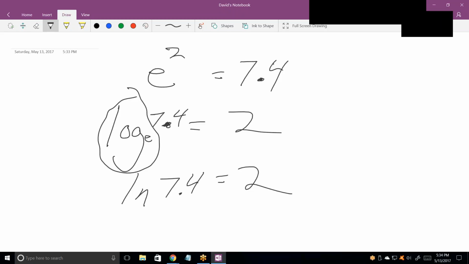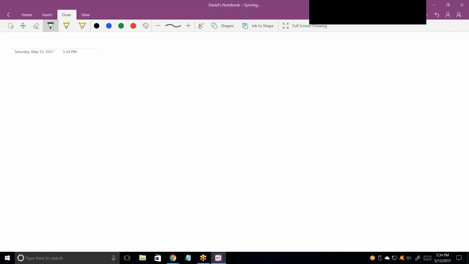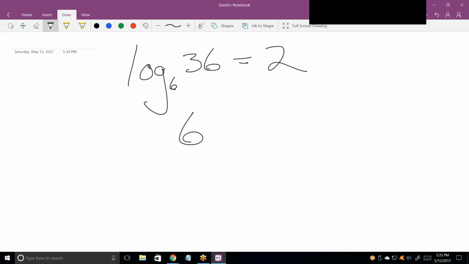But all right, what else you got? Let's just do them. Log base 6 of 36 equals 2. Put this into exponential form. Would that be the number on the far left raised to the power of the number on the far right equals the number in the middle? So it would be 6 squared equals 36. Is that a true statement?